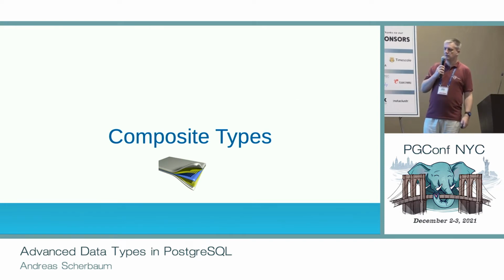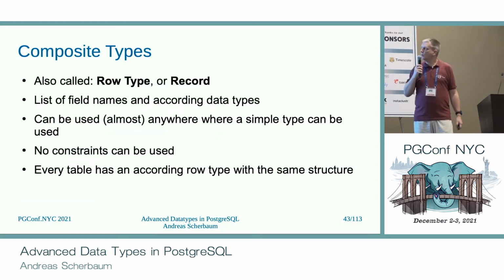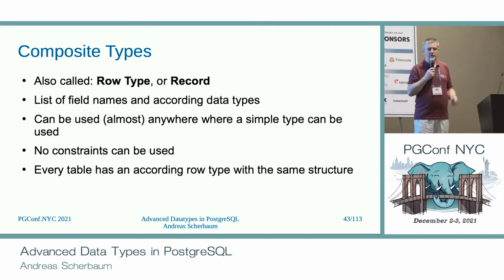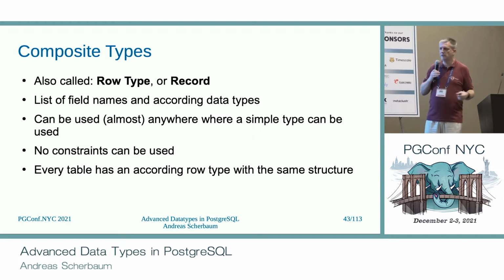Composite types. It's basically one way to combine multiple fields together. We also know them as row type or record type. And you might not know it, but every time you create a table in Postgres, Postgres will also create a row type for you with the same structure as the table. And you can use this type in other operations, but most likely it's only used by Postgres internally.